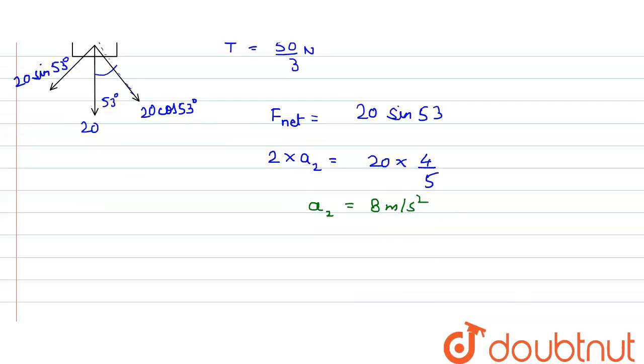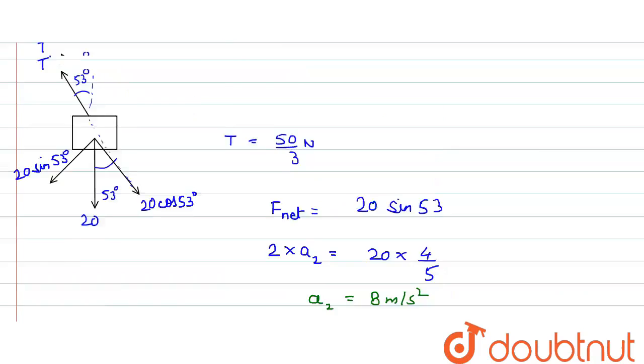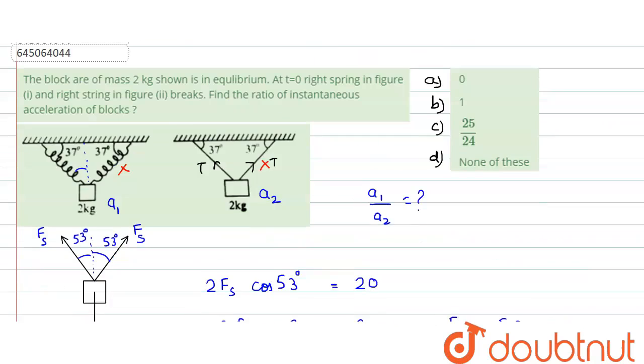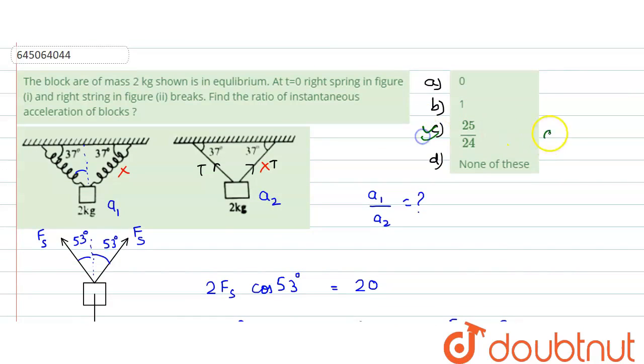So if we calculate the ratio, a1 divided by a2 would be equal to 50 by 3 divided by 8. That means it would be 25 divided by 24. So which is the correct option? 25 by 24, that means C is our correct option.